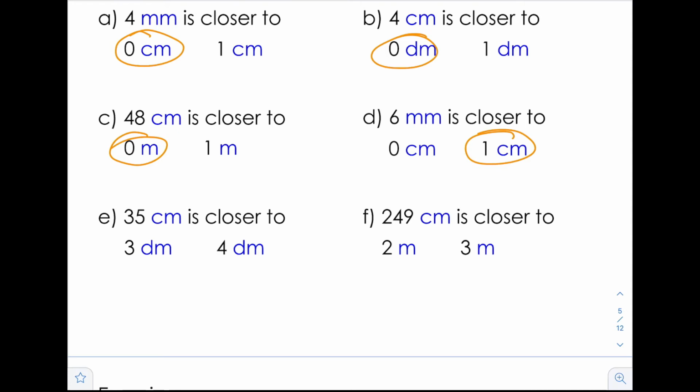35 centimeters would be exactly halfway between 3 and 4 decimeters. But 5 or more, we raise the score, so it would round up. And 249 centimeters is just 1 centimeter shy of the halfway mark between 2 and 3 meters, and so it would still round down to 2 meters.